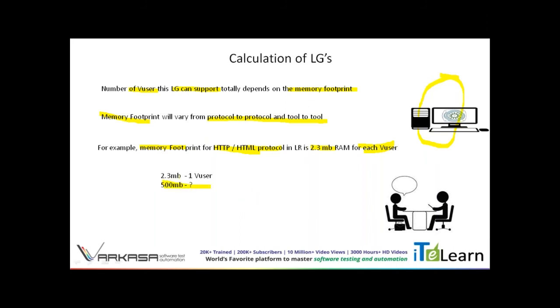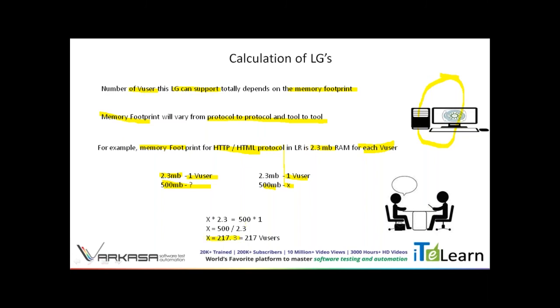Now, how much RAM do you have on this machine? You have 500 MB RAM. For each virtual user, 2.3 MB is required. So how many virtual users will it support? Let's say 2.3 MB is one user, 500 is how much, X? So X multiplied by 2.3 is equal to 500 multiplied by 1. X is equal to 500 divided by 2.3.